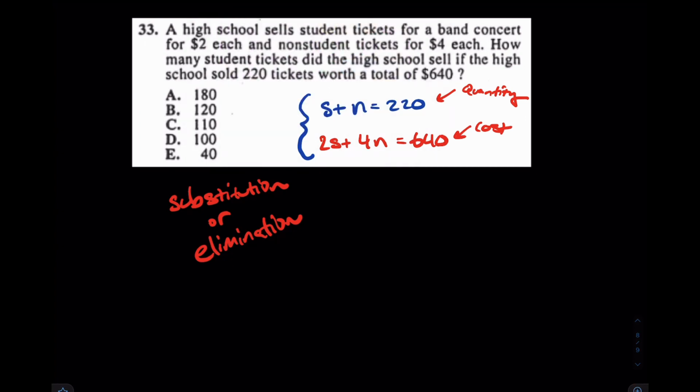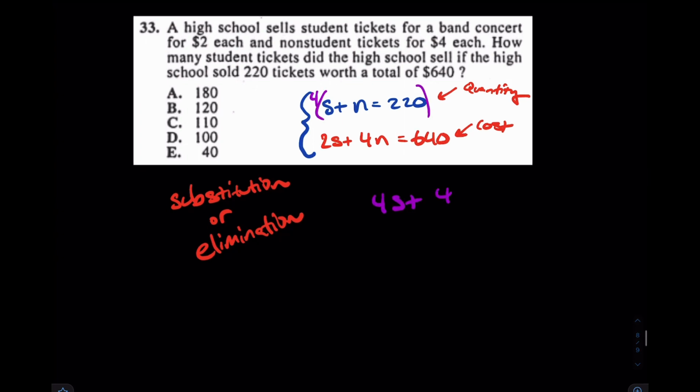For me, if I'm trying to solve for S, if I'm trying to find how many student tickets, who should I eliminate? Well, let's eliminate off the ends. So watch this. I'm going to multiply this top equation by 4. Thus, I have 4s plus 4n equals 880. And right below that, we have 2s plus 4n equals 640.